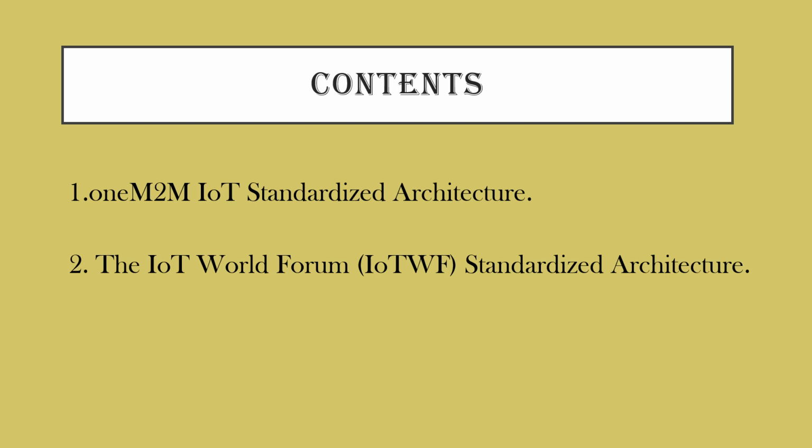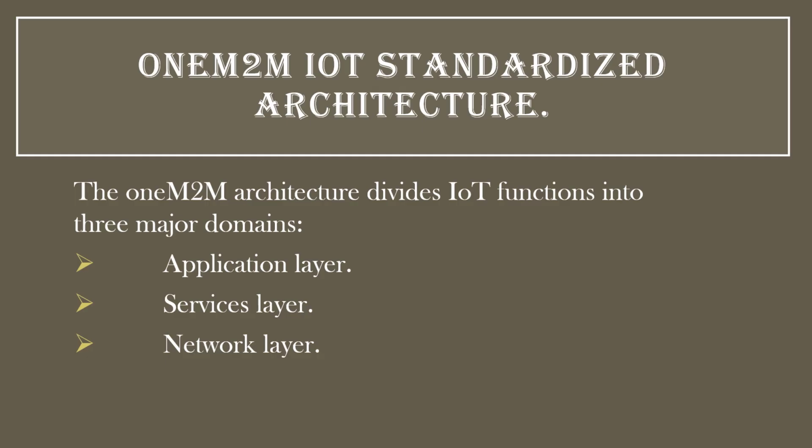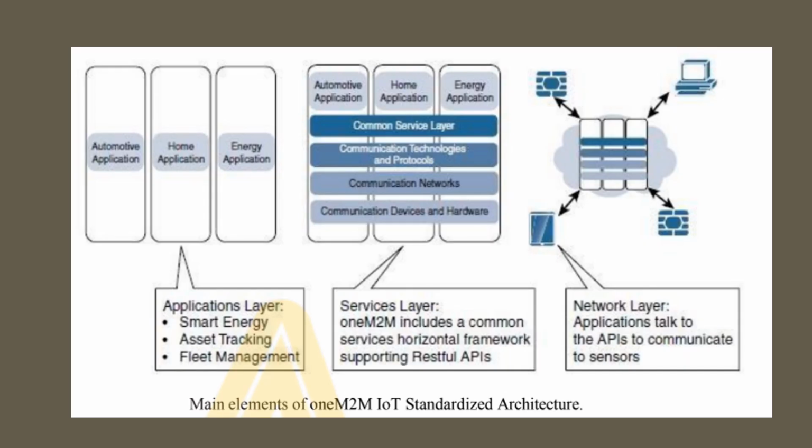In this oneM2M IoT standardized architecture, it divides the IoT functions into three major domains. The first layer is called the application layer. The second layer is the service layer, and the third is the network layer. Now we'll discuss each and every layer in the upcoming slides. The first layer is the application layer.